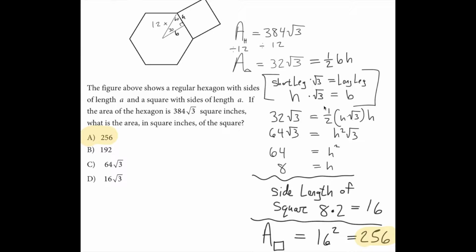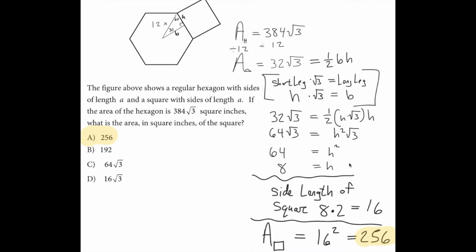And here it is. This is 32 square root of 3 equals 1/2, not base, but h times square root of 3 times the height, this height and this height. And the rest of it is solving the equation. You can multiply both sides by 2 to clear the fraction. You get 64 square root of 3 equals h squared times square root of 3. You can divide both sides by square root of 3 to get 64 equals h squared. And therefore, taking the square root of both sides, you get 8.